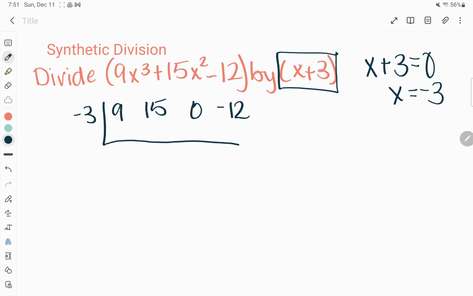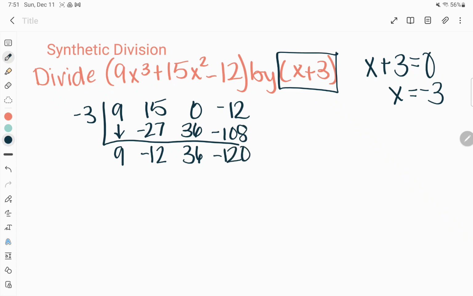So I have my first step, bring down that 9. And I have 9 times -3, that is -27. Add down the column, I get -12. -12 times -3 is +36. Add down the column, I get +36. 36 times -3 is -108. Add down the column, I get -120.